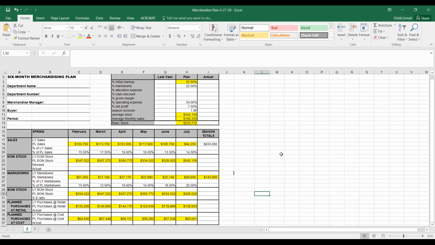Okay. So let me do the initial markup percent again. Profit plus expenses plus markdown divided by, maybe make sure you're doing 100%. You're hitting that percent button plus the markdown percent.